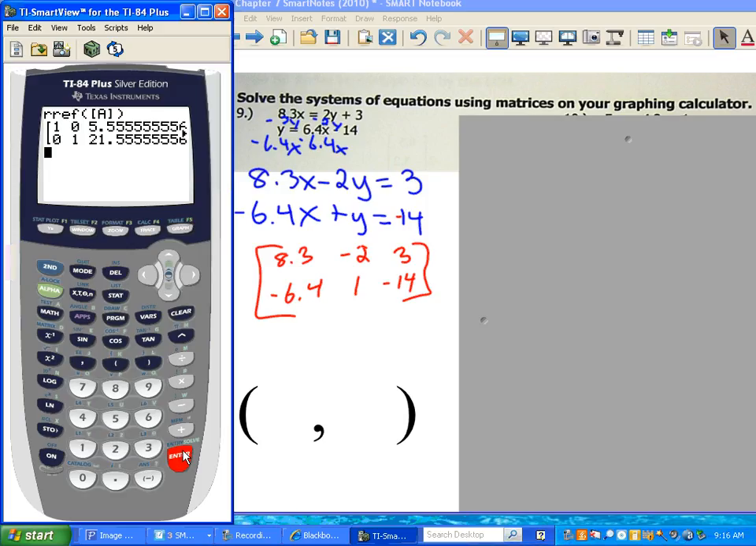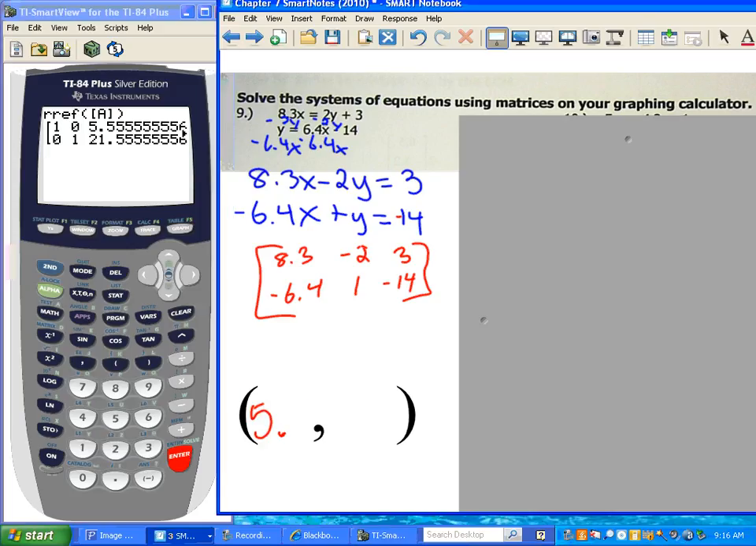Okay, so I want you to, on your paper, actually you guys tell me, what's X? Will. Good, 5.5 repeating, and Y is 21.5 repeating. So 5.5 repeating and 21.5 repeating. That's all you do.